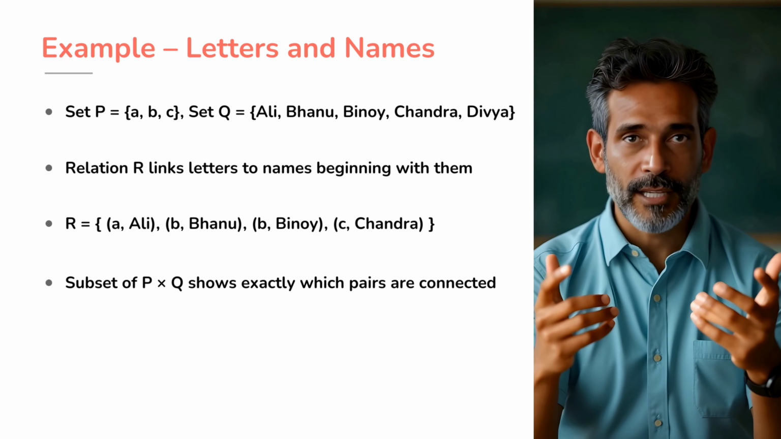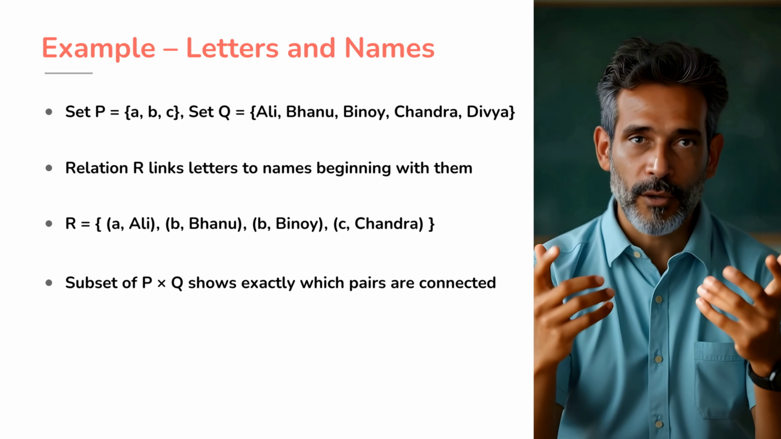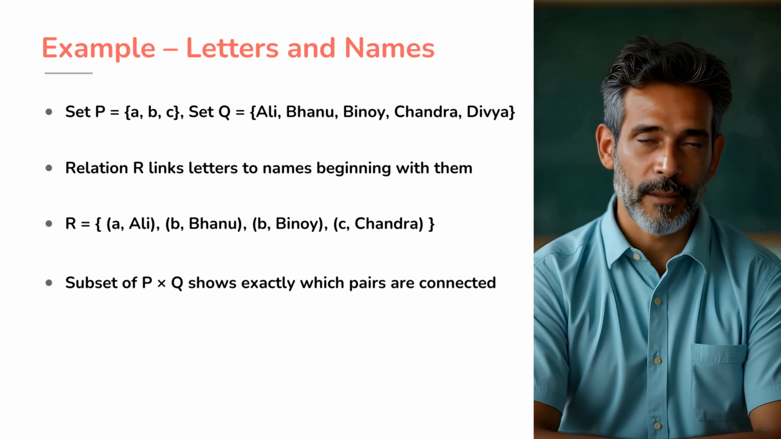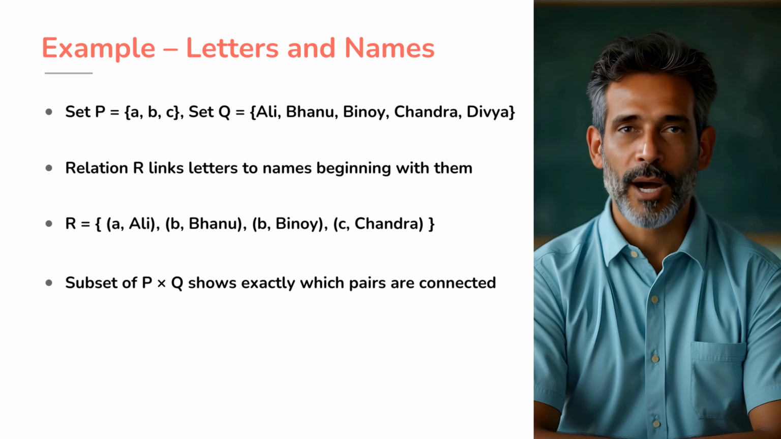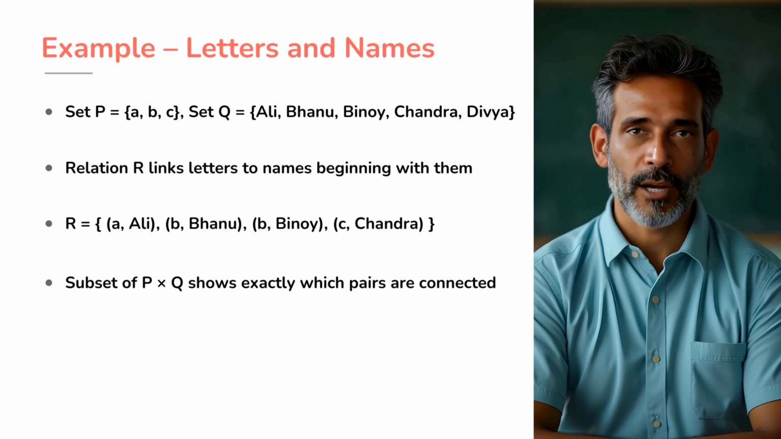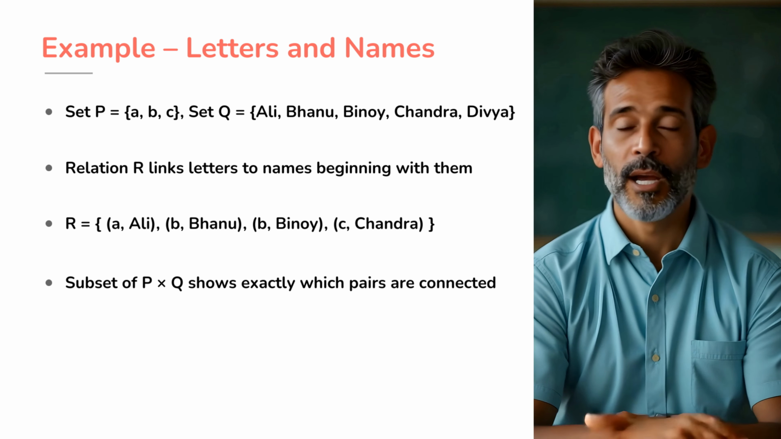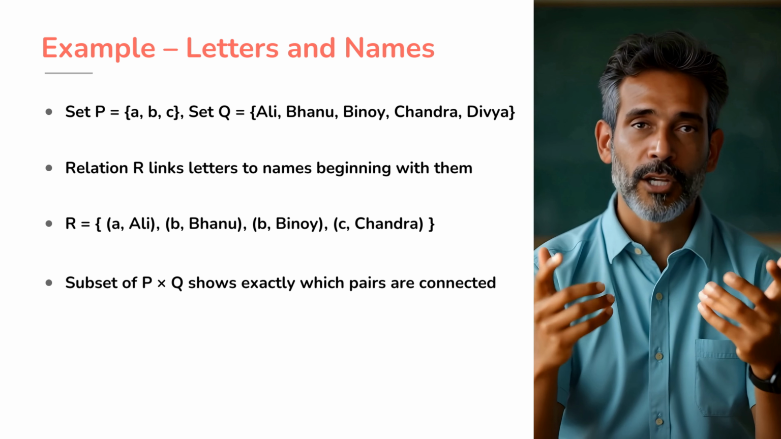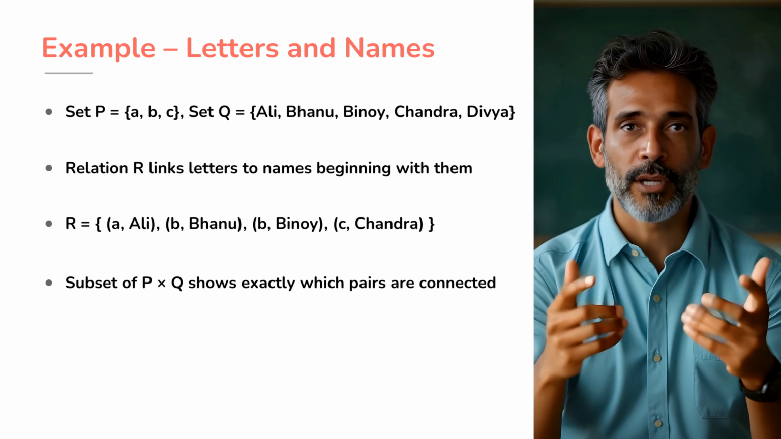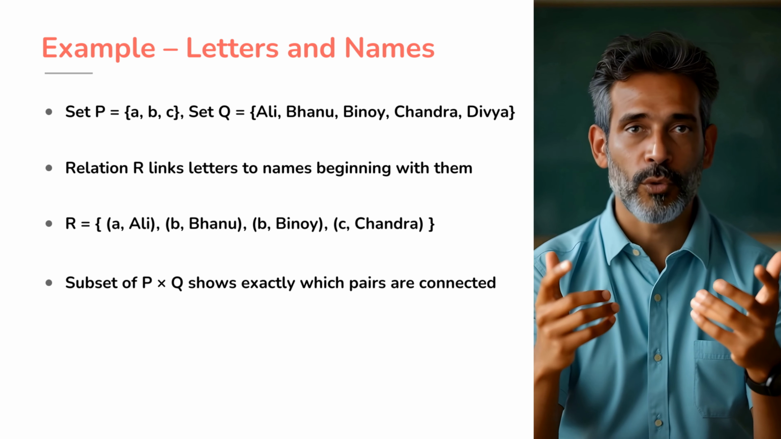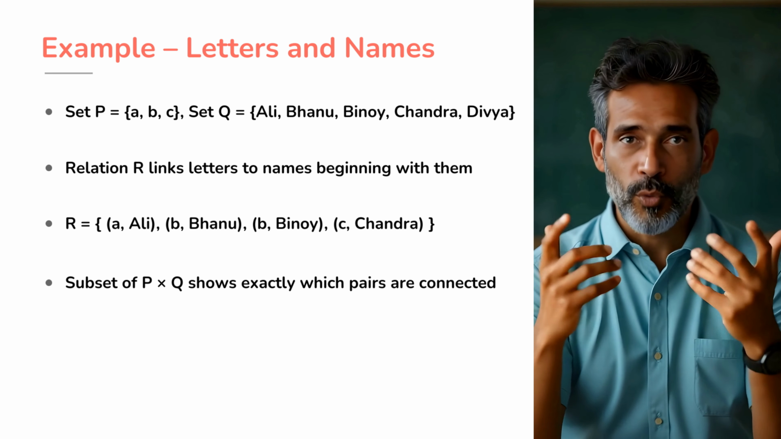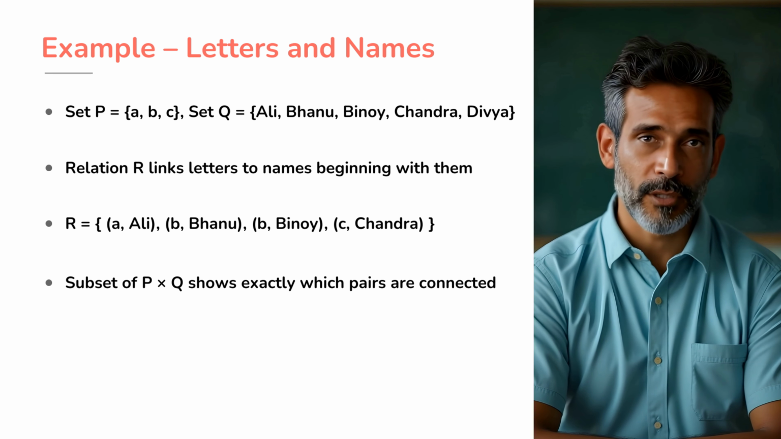When we list the pairs in roster form, we get (A, Ali), (B, Bhanu), (B, Binoy), (C, Chandra). This collection of pairs is a relation because it's a subset of the Cartesian product P cross Q. By choosing only these pairs, we clearly show which letters connect to which names.